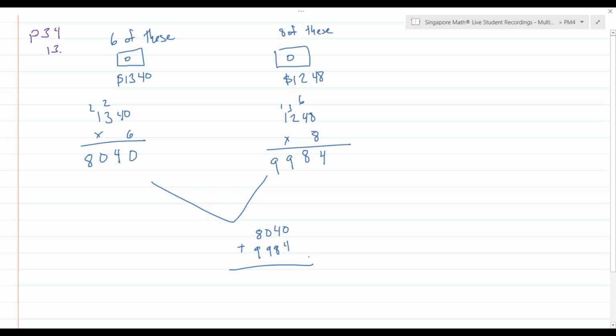Now I have to do an addition problem. $8,040 spent on one type of camera, $9,984 spent on another type of camera. When I combine these, I find that he spent $18,024 altogether. Notice that's a three-step problem.